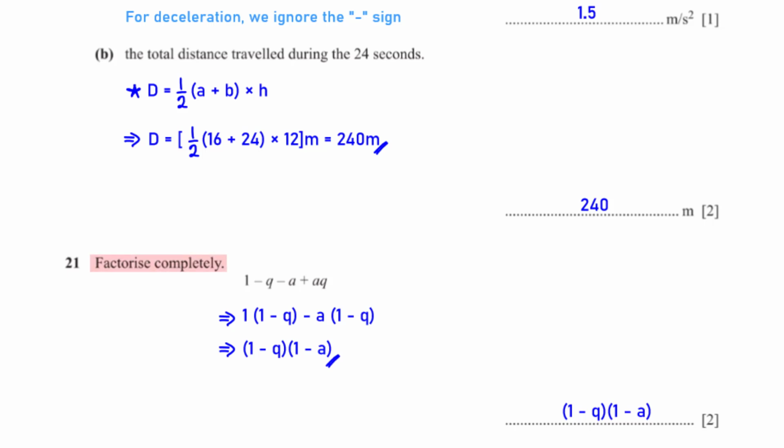Factorize completely. 1 minus q minus a plus aq. For the first two terms, when we factor out 1, we are left with 1 minus q. For the final two terms, when we factor out minus a, we are left with 1 minus q. This can be rewritten as (1 minus q) times (1 minus a).